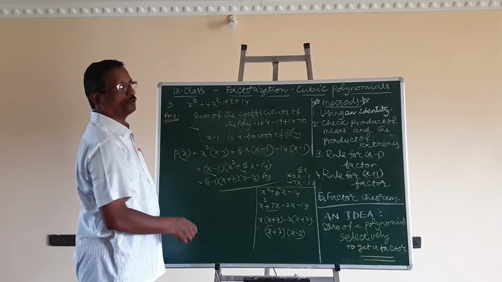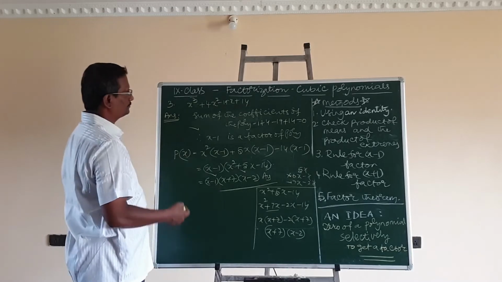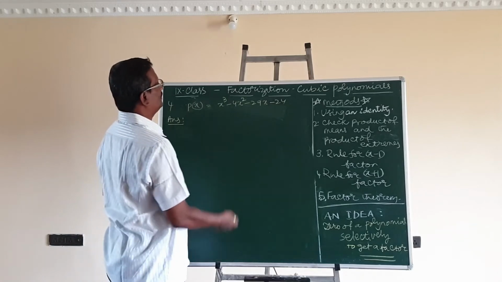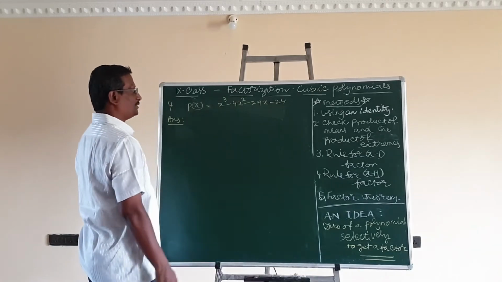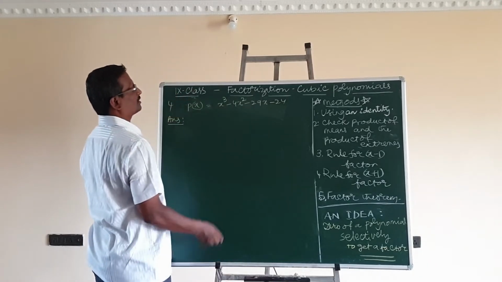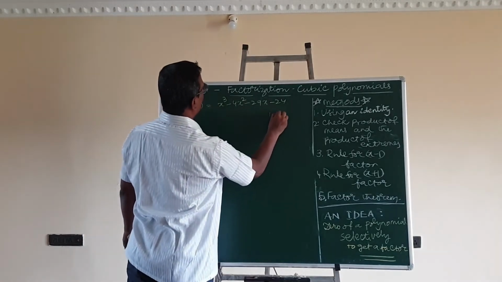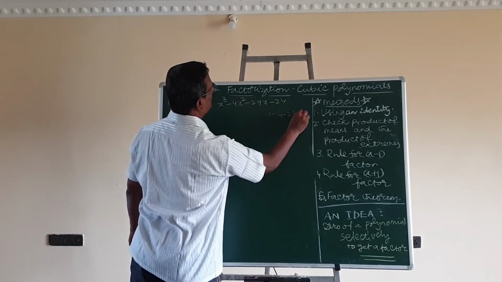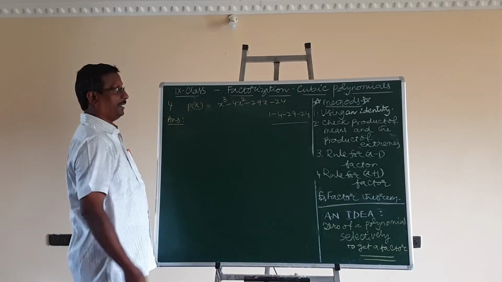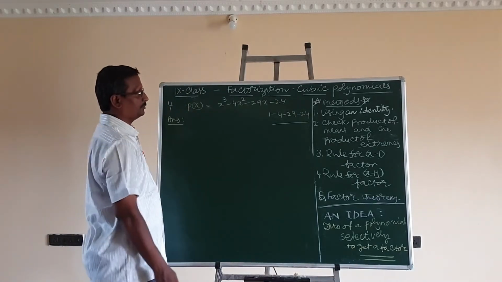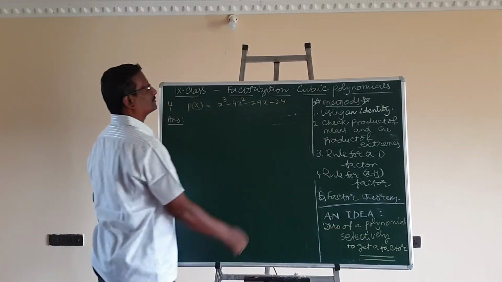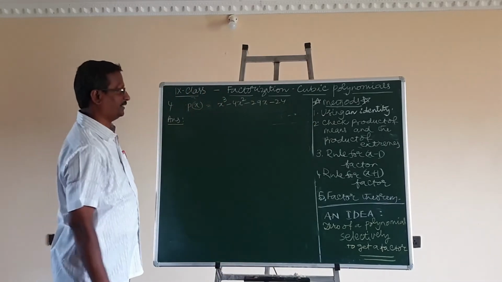Now let's go for question number 4. This polynomial is also a cubic polynomial. There are 4 terms. In this polynomial, let us check whether the sum of the coefficients is equal to 0 or not. The coefficients are 1, minus 4, minus 29, minus 24. Here the sum of the coefficients is a big negative number. It's not 0. Therefore, it indicates that the polynomial does not have the factor x minus 1.